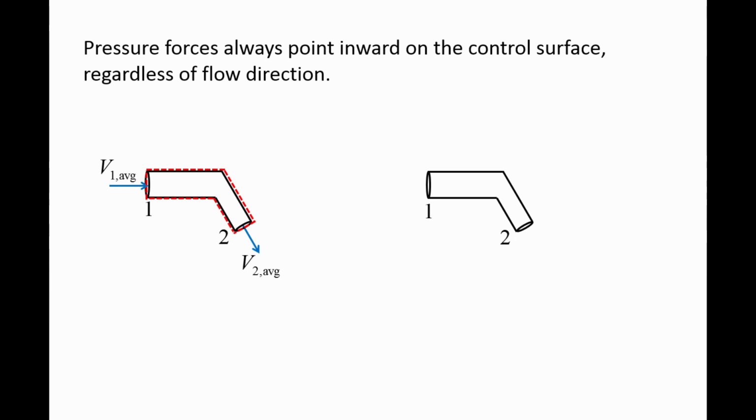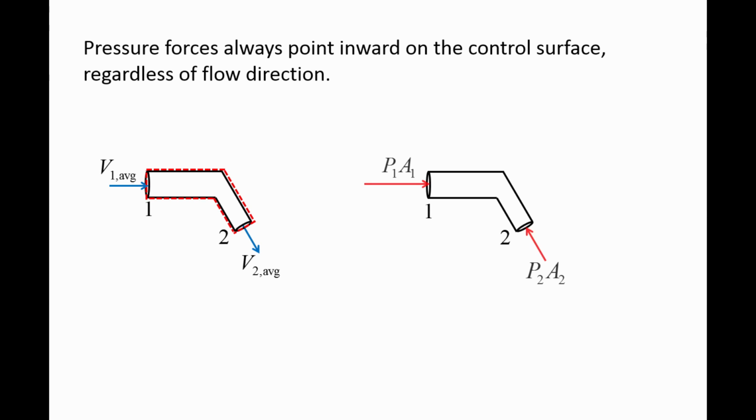Since atmospheric pressure forces cancel in all directions, we can use gauge pressure when determining the pressure forces on the control volume. The pressure force on the top and bottom sides of the bend are 0 since it is exposed to the atmosphere. The only pressure forces we need to consider are at the inlet and outlet.